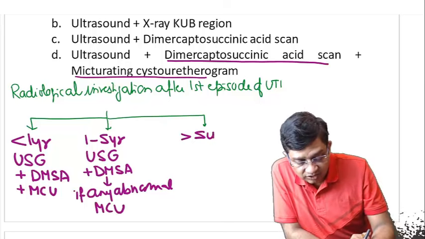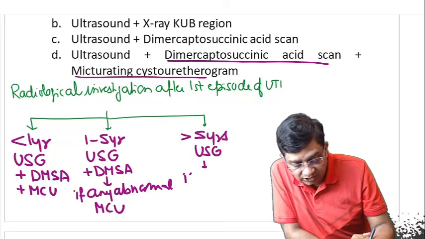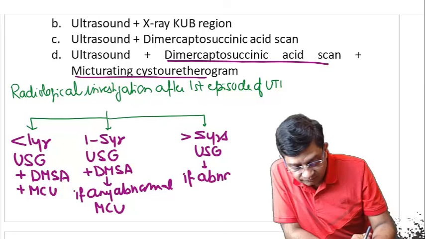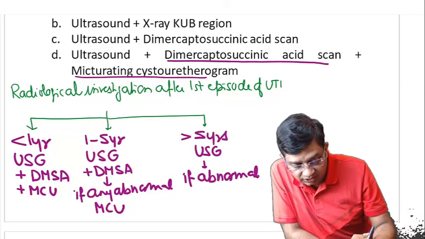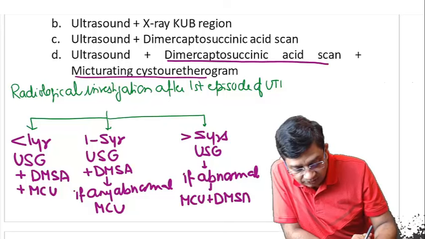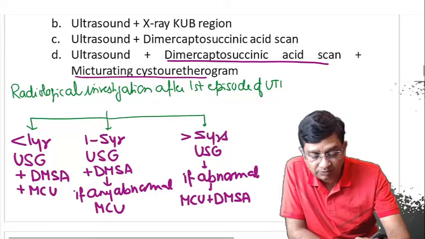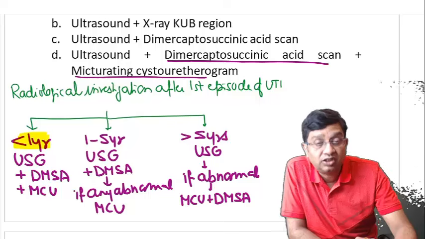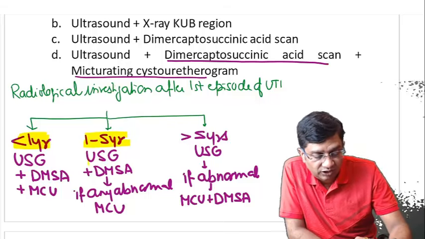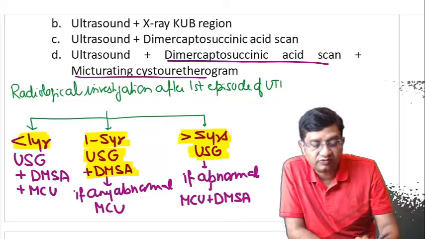More than 5 years of age, you go for ultrasonography, and if ultrasonography is abnormal, we go for the MCU plus DMSA. So this is something very important to be remembered. Less than 1 year, 3 investigations. 1 to 5 years, 2 investigations. More than 5 years, a single investigation.